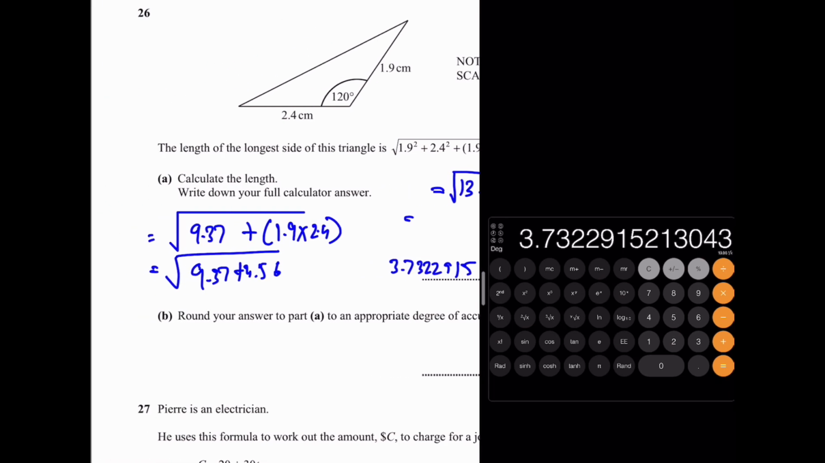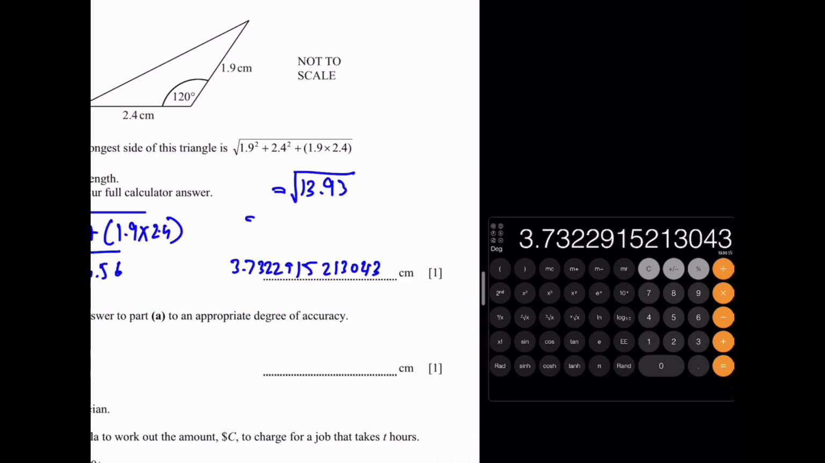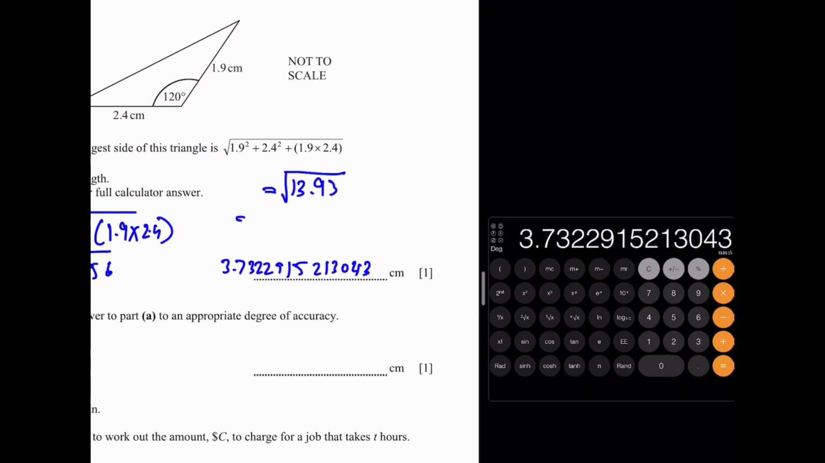And now the B part. Round your answer to part A to an appropriate degree of accuracy. So let's round this to 1 decimal place because the two lengths over here also round to 1 decimal place. When we round this, the second decimal place is 3, and that is less than 5, therefore we don't change anything, just write 3.7. That's the answer.